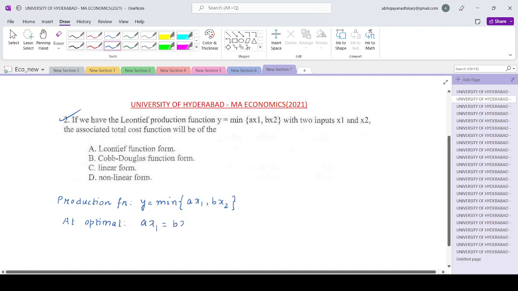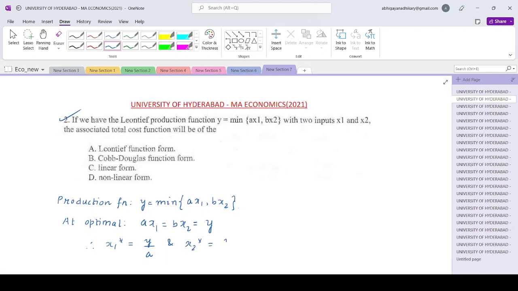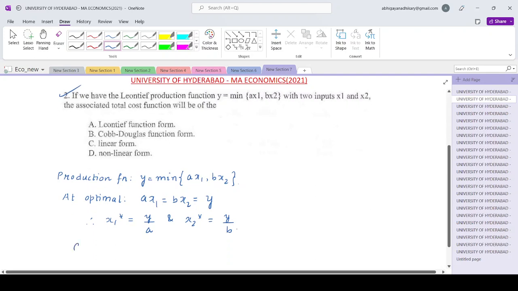Ax1 equals bx2 equals y, which implies the optimal amount of x1 that will be used equals y by a, and the optimal amount of x2 that will be used equals y by b. And what is the cost expression?